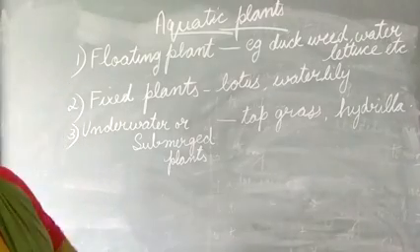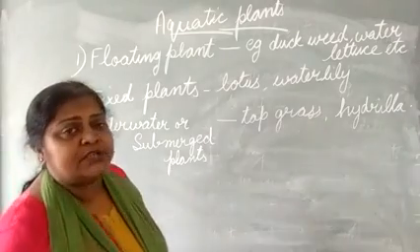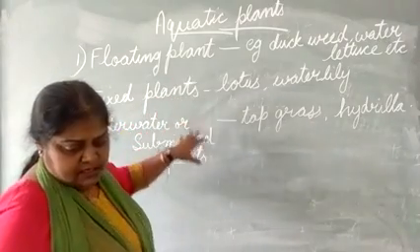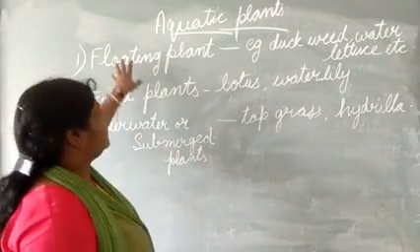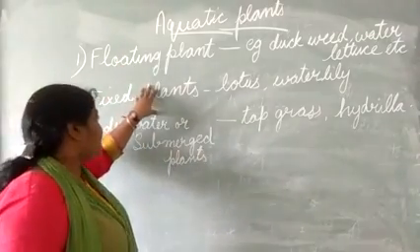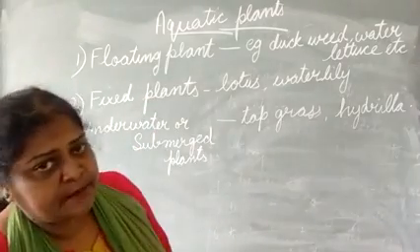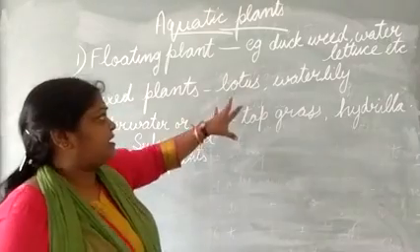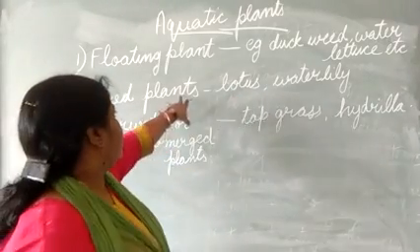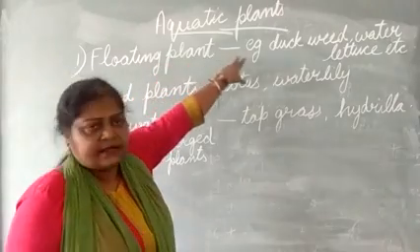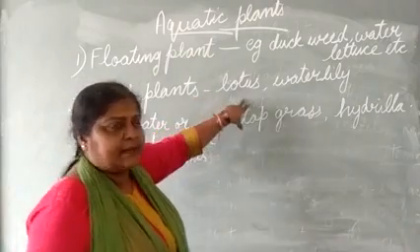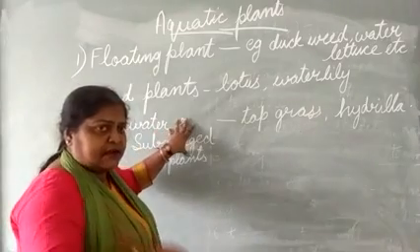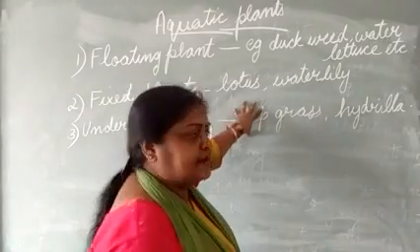Now, students, what have you learned today about aquatic plants? Aquatic plants can be divided into three types. What are they? The first is the floating plant, the second is the fixed plant, and the third is the underwater or submerged plant. Floating plant examples are duckweed and others. Fixed plant examples are lotus and water lily. Underwater plant examples are tape grass and hydrilla.